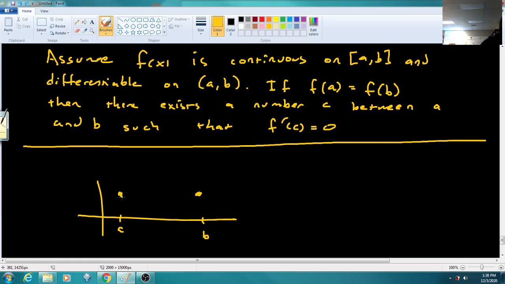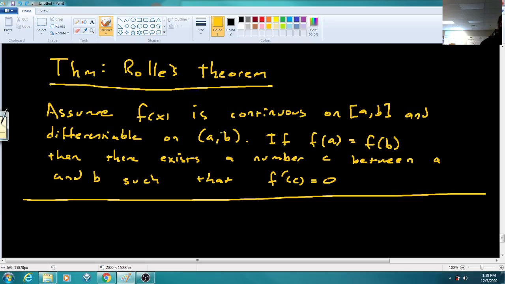If I maybe start out heading down, eventually if I'm going to reach B again, I have to turn back up to reach B. Sorry, that's supposed to be an A. And when I turn back up, that'll create a horizontal tangent line down there. And horizontal tangent lines have first derivative 0. So that's basically how this theorem works.